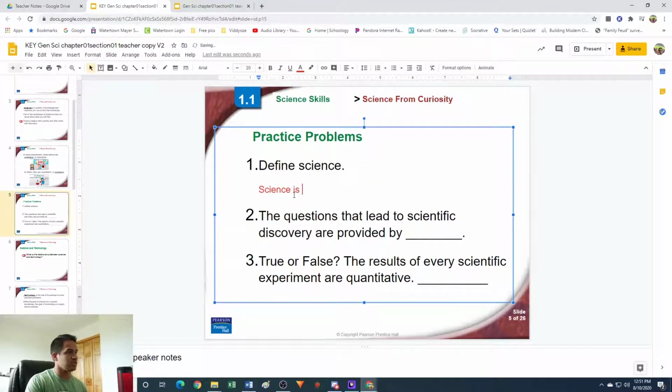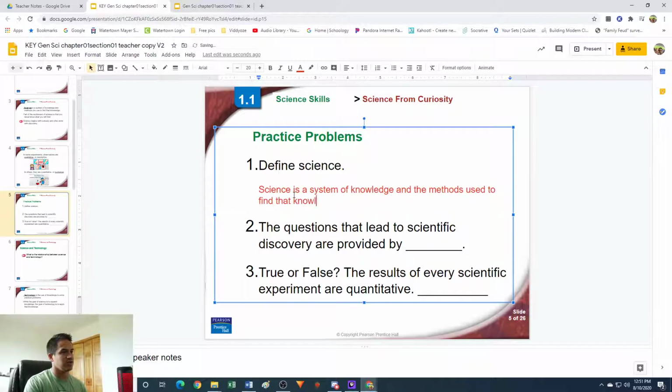We'll go science is a system of knowledge and the methods used to find that knowledge. There you go. Okay, number 2, the questions that lead to scientific discovery are provided by. So again, this is also directly in the notes. But this basically is, I think it was curiosity.